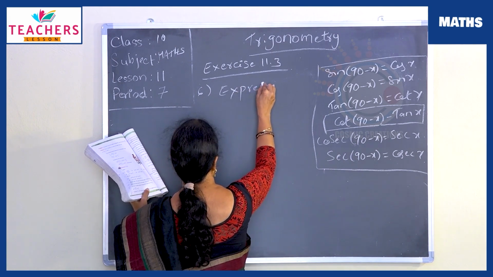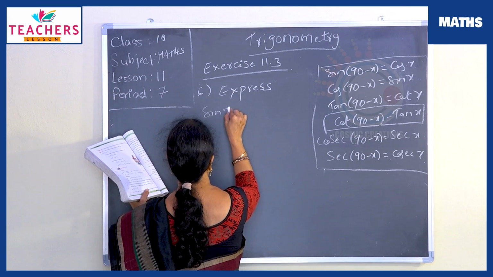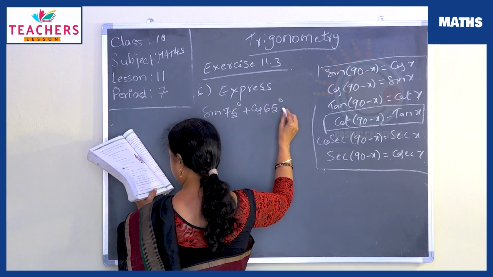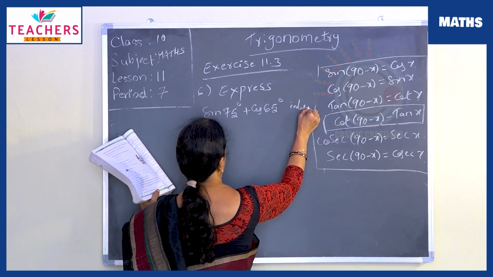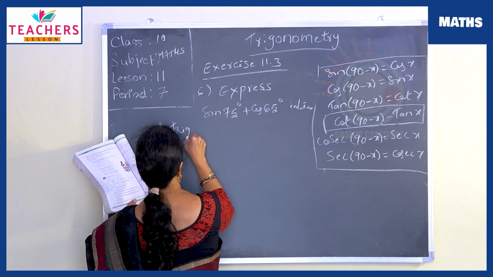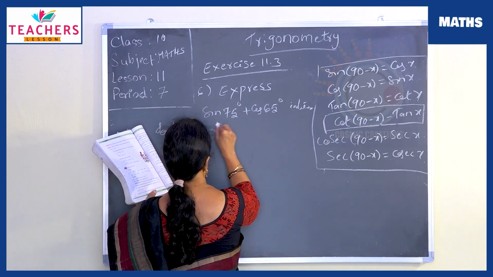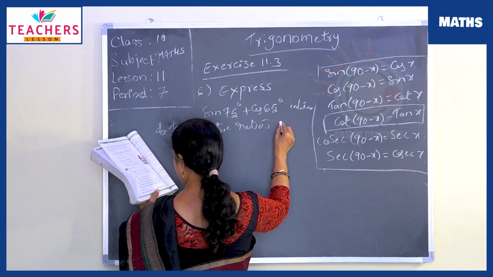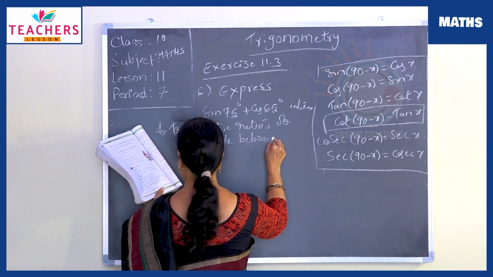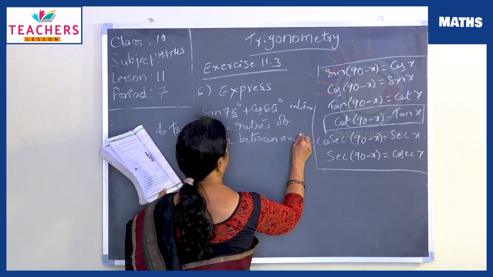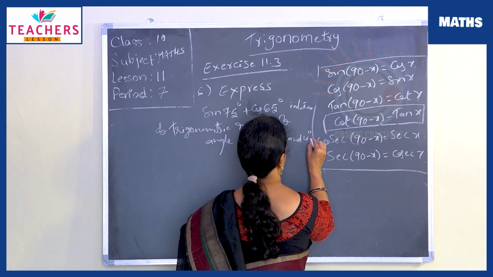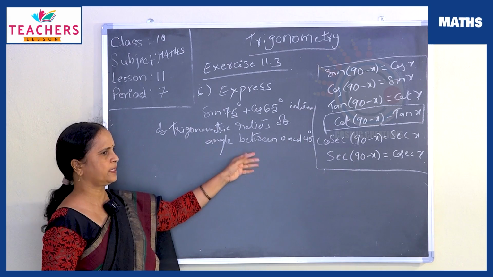Express sin 75 degrees plus cos 65 degrees in terms of trigonometric ratios of angles between 0 and 45 degrees. Okay.